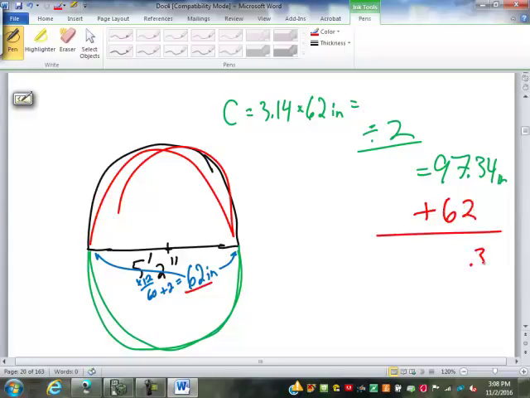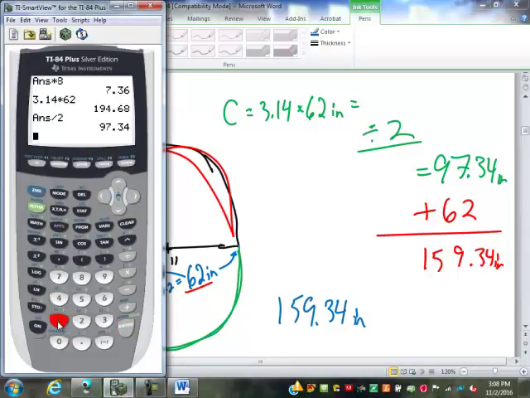So the 0.34 doesn't change. 7 and 2 makes 9. 9 and 6 is 159. So I have 159.34 inches. I need to make it back into feet, inches, and eighths. So if I had this on my calculator, what would my first step be?